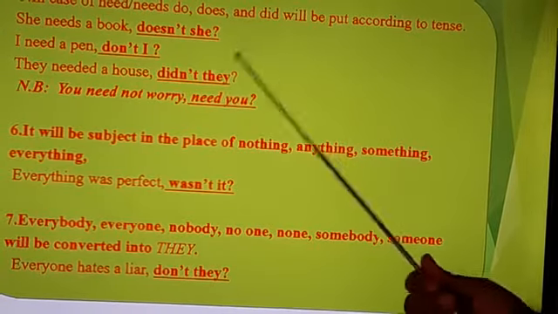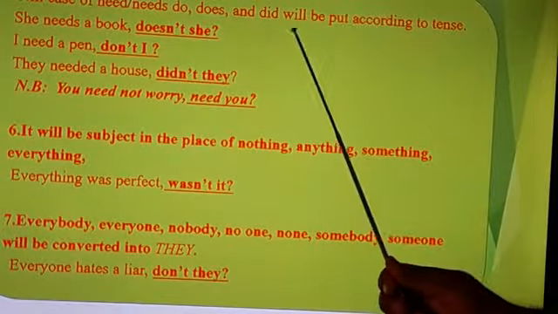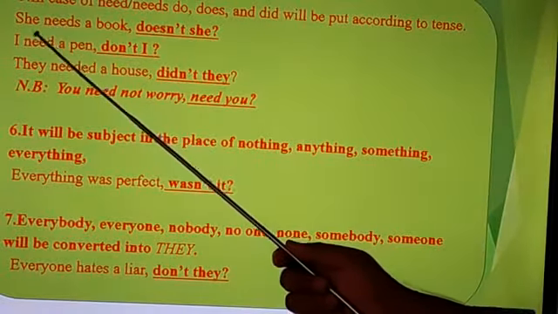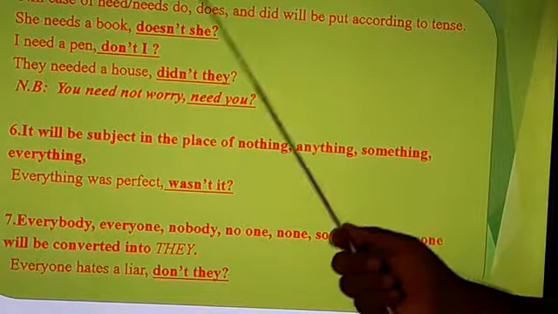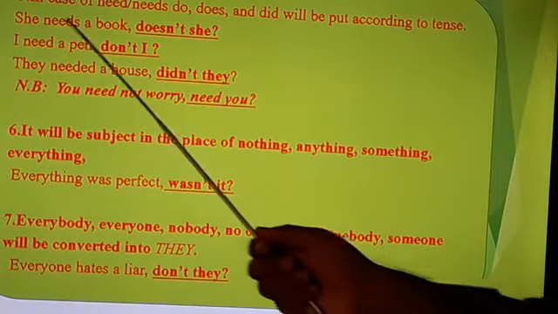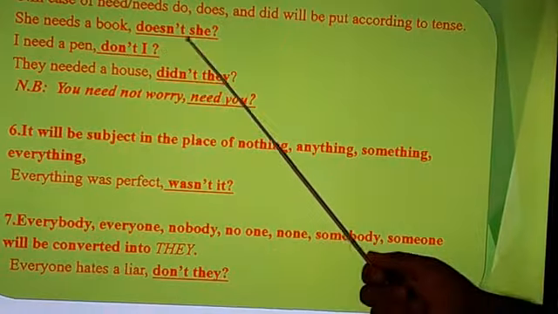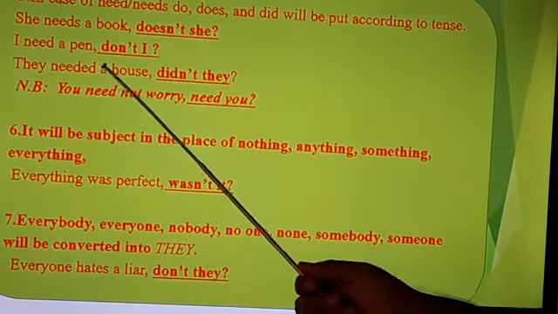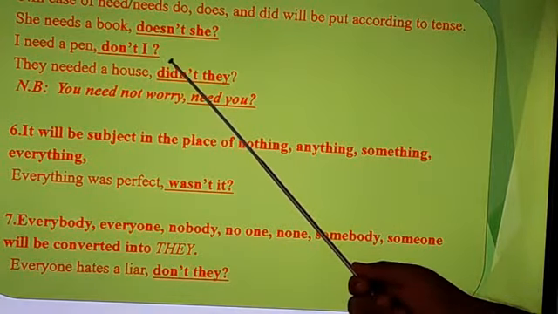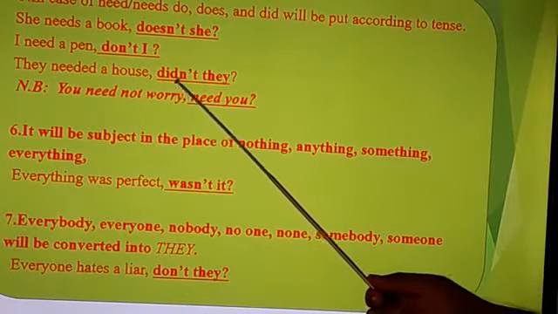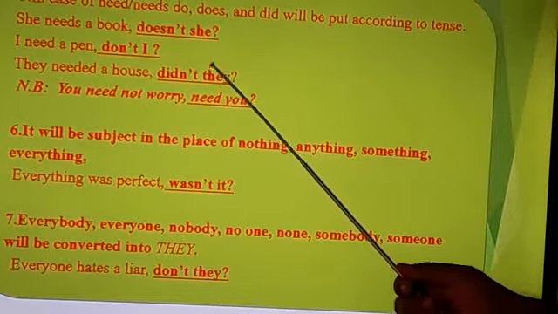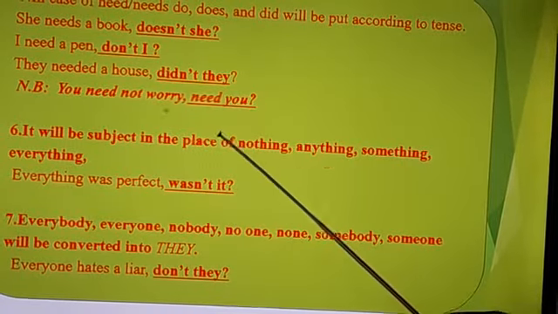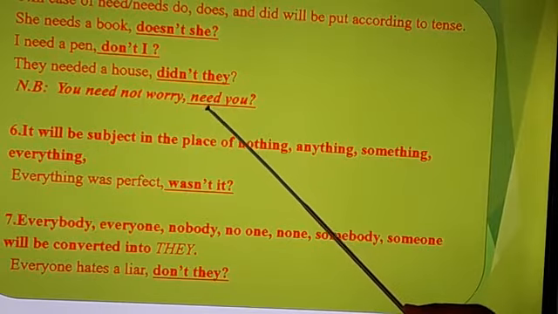In case of need, does, do, and did will be put according to tense. Have a look. She needs a book. In this case, we have to use does, because she is a third person singular, and that is why we said, doesn't she? I need a pen. Don't I? And they needed a house. Didn't they? We have to use it. But if it is in negative, that is, you need not worry, we will use need.